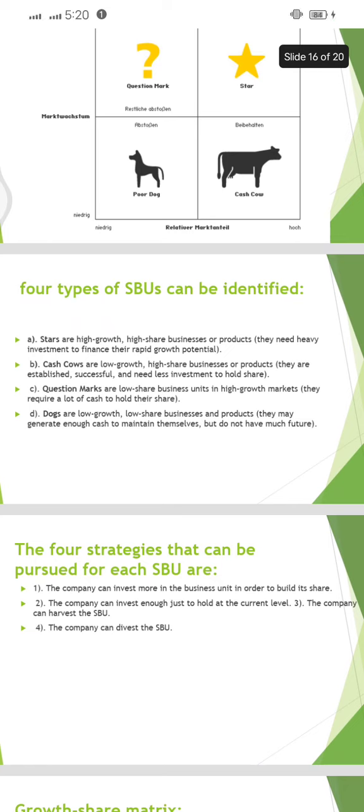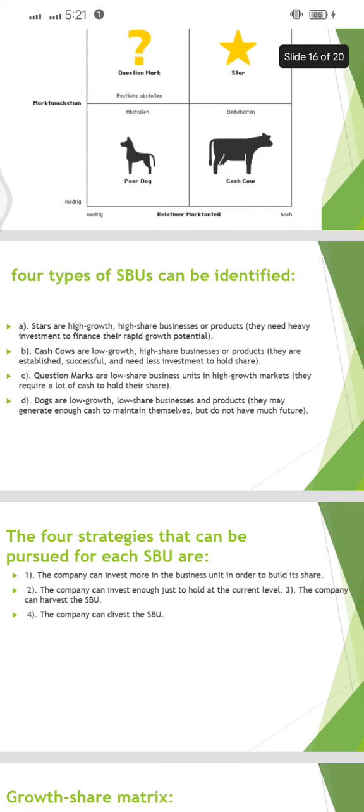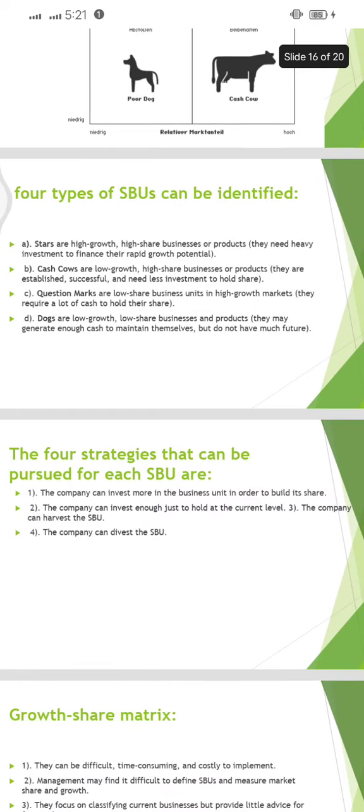There are 4 strategies that can be pursued for each SBU. The company can invest more in the business unit in order to build its share. The company can invest enough just to hold at the current level. The company can harvest the SBU. The company can divest the SBU.